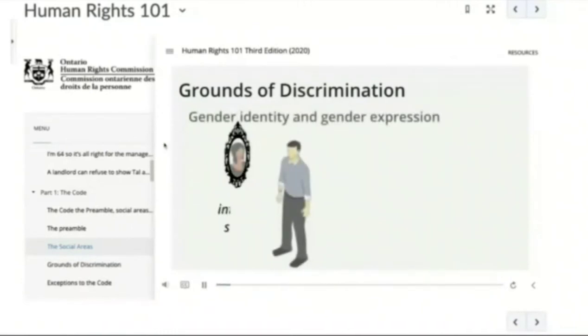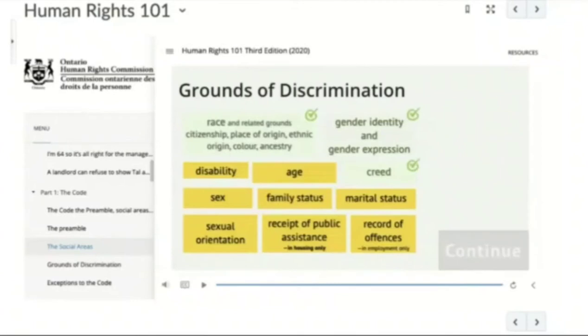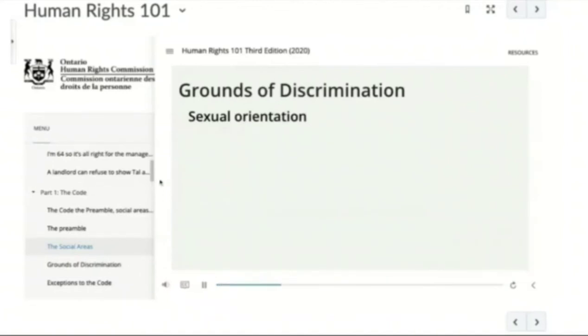Gender identity is each person's internal sense of being a woman, a man, both, neither, or anywhere along the gender spectrum. Gender expression is how a person publicly expresses or presents their gender. This can include behavior and outward appearance, such as dress, hair, makeup, body language, and voice. Sexual orientation includes people who are gay, lesbian, bisexual, or heterosexual.